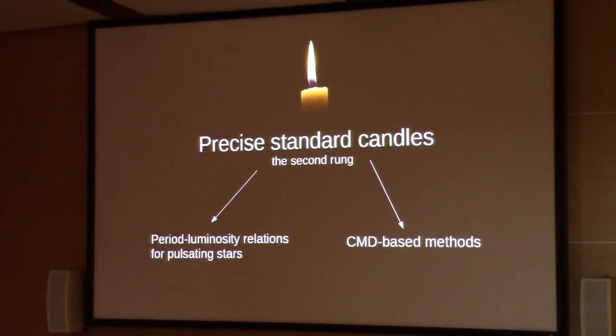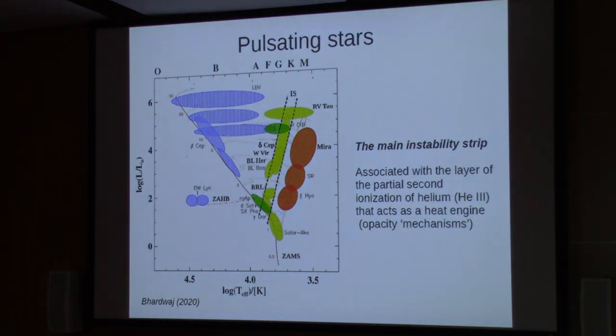Okay, so we move on to the secondary distance indicators. I divided them here into period-luminosity relations for pulsating stars and color-magnitude diagram based methods. So the color-magnitude diagram is what you know as the Hertzsprung-Russell diagram, but phenomenological. So I'll start with pulsating stars.